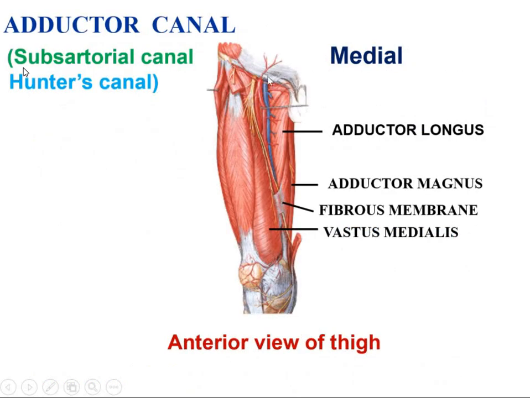Then if you see, this is the anterior view of your thigh, inguinal ligament over here, femoral triangle. We have cut the sartorius muscle. This is the cut section of your sartorius muscle. So it is known as the subsartorial canal. That means it is present beneath the sartorius muscle. Okay, so that is why we are calling it the subsartorial canal. Why do we call it Hunter's canal? That I will tell you later.